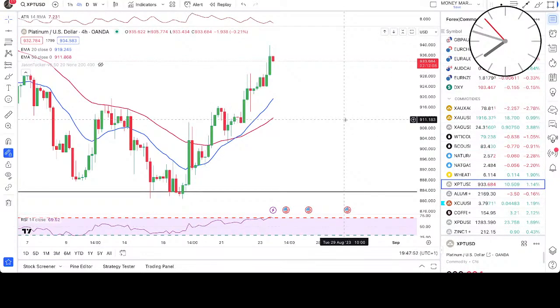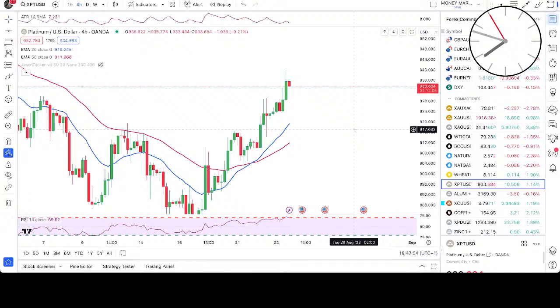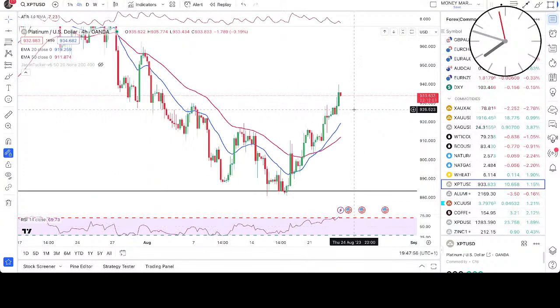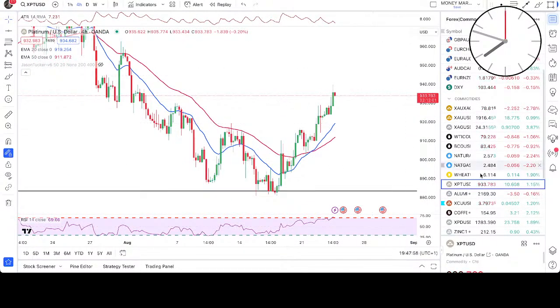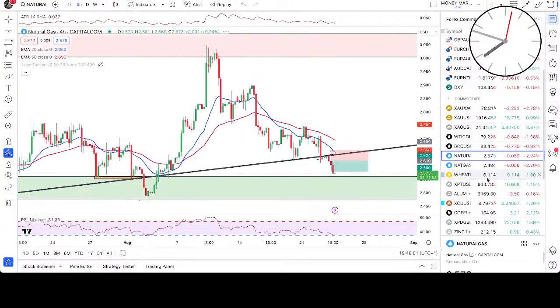By the way, I've just added this new commodity, platinum, so I'll be doing analysis on this one as well. So I'm still analyzing this market if you are trading this one.